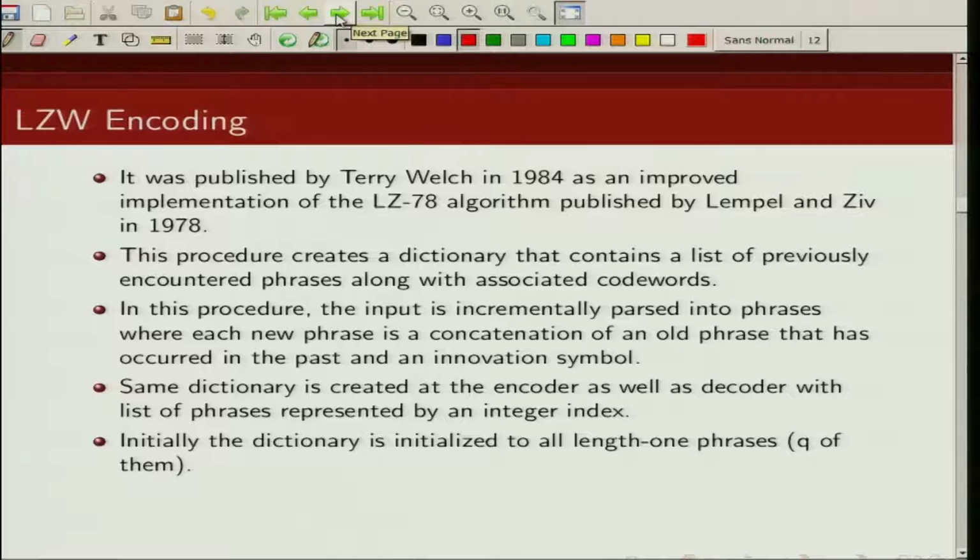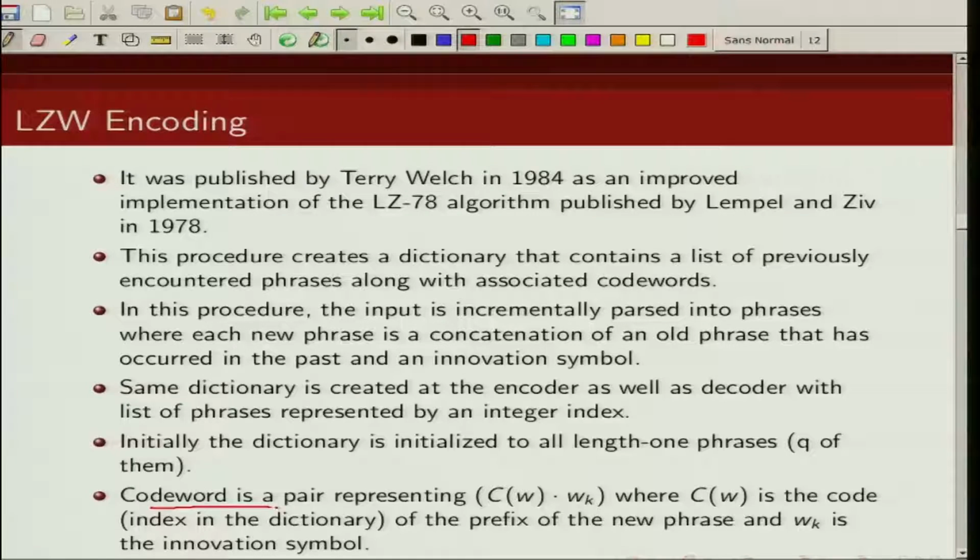To start with, we will initialize our dictionary to all one-length phrases. So let's say your output is binary, so we will put 0 and 1 in our initial dictionary. And a code word is a pair representing the code, that is the index in the dictionary of the prefix of the new phrase, and WK is the innovation symbol. We'll talk about this when we explain it with an example.